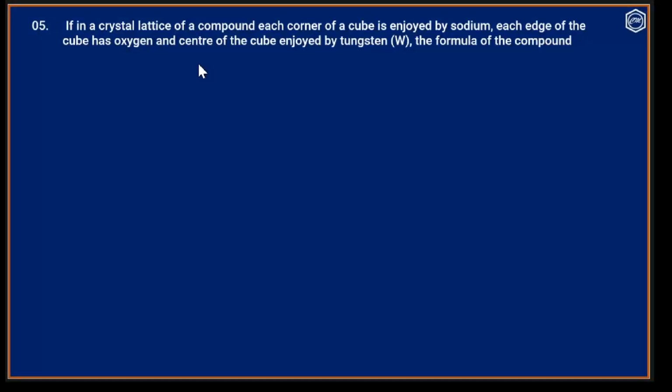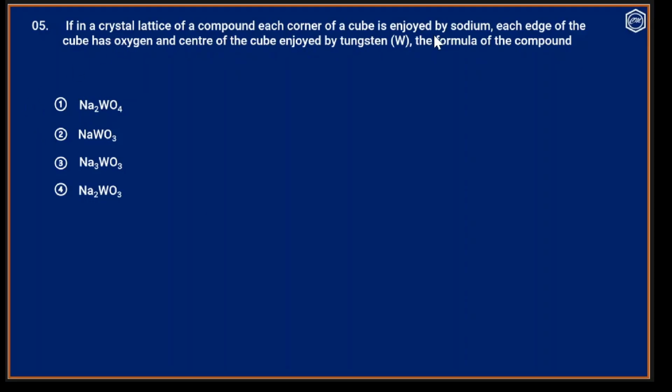If in a crystal lattice of a compound, each corner of a cube is occupied by sodium ion, each edge of the cube has oxygen, and the center of the cube is occupied by tungsten, the formula of the compound. Option 1, Na2WO4, NaWO3, Na3WO3, Na2WO3.